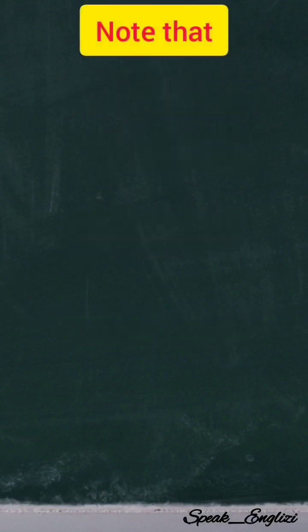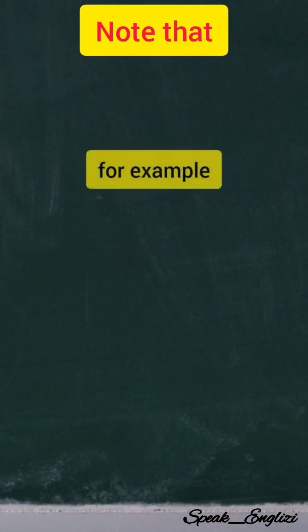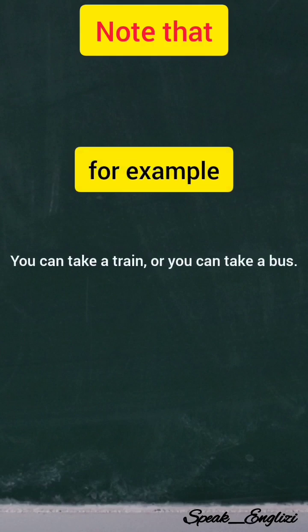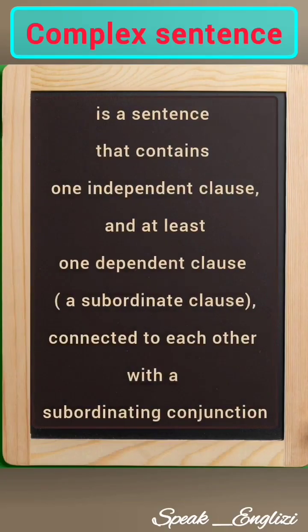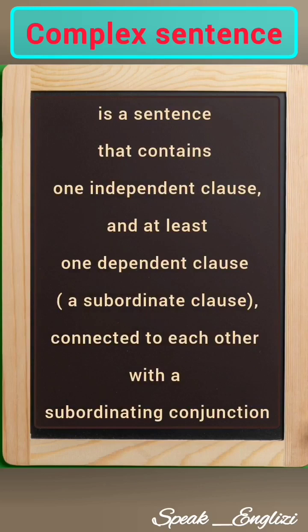Note that when using a coordinating conjunction, you can remove any subject word and modal auxiliary from the second clause. For example, you can take a train or you can take a bus. You can take a train or take a bus. Both sentences are correct. A complex sentence is a sentence that contains one independent clause and at least one dependent clause. It's also called a subordinate clause, connected to each other with a subordinating conjunction.